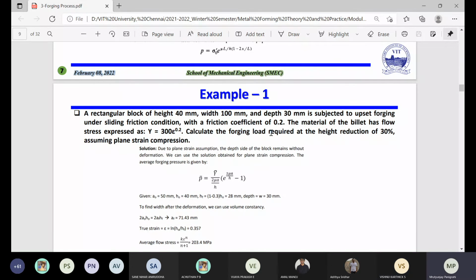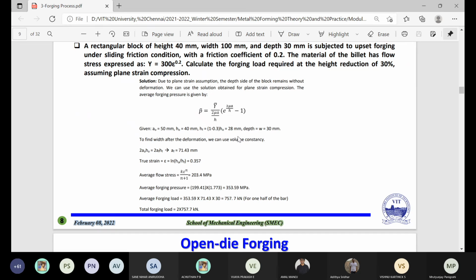Yes, sir. Maybe in the exam I will give you 40 mm into 100 mm into 30 mm, so you have to understand. If length is clear, then you will understand the width is normally small, and height is bigger, because from height you are reducing from 40 to 28. And if it is asking average forging load, you can directly multiply 2A and find the total. If it is not asking average forging load, it is not necessary. One step you can remove.